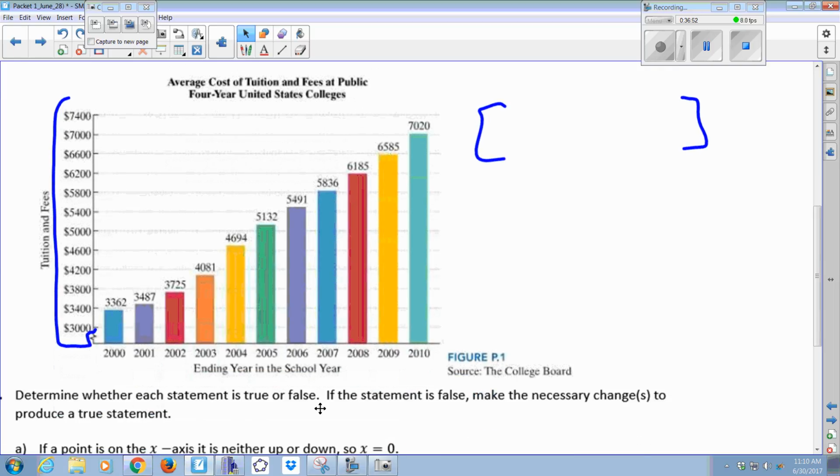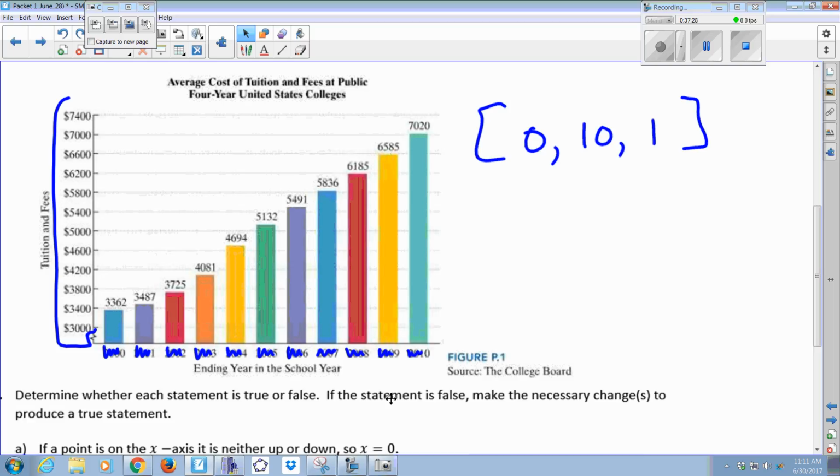Notice the label on the x-axis says ending year in the school year. So what that really means is they want you to look at the end year. So if you take out the 200 in each one of these, you can see that this goes from 0, which represents the year 2000, up to 10. So 0, 10, and 1 is the increment.